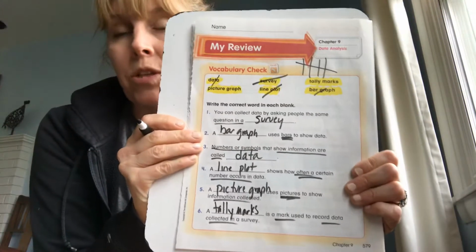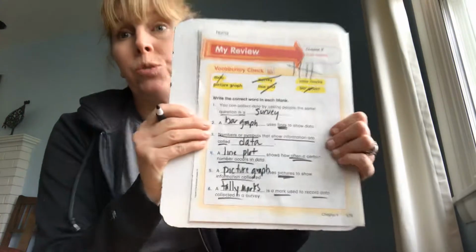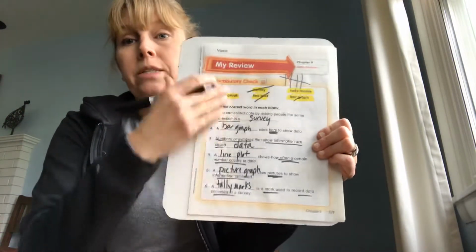All right, so that's your vocabulary part of your test, which you will have on Monday. So please study this. If you turn it over, I'm on page 580. It says use the tally marks to make a picture graph.